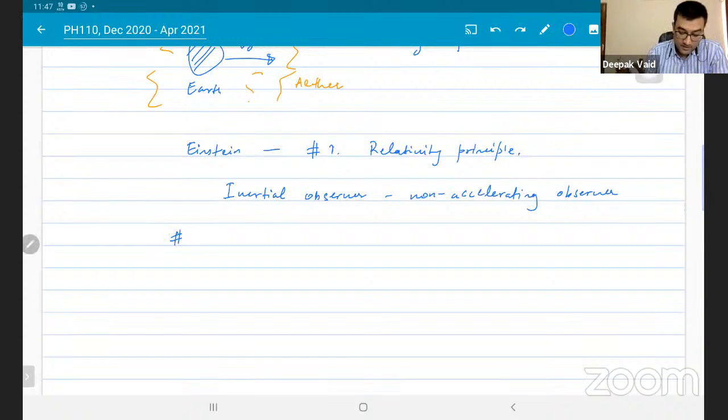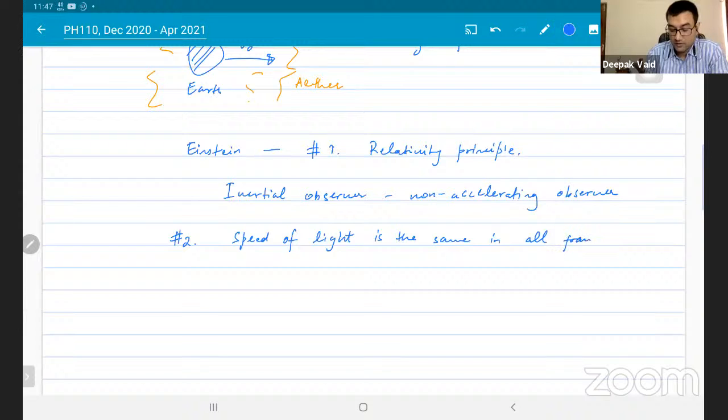The second assumption that Einstein made was that the speed of light is the same in all frames of reference. Okay.